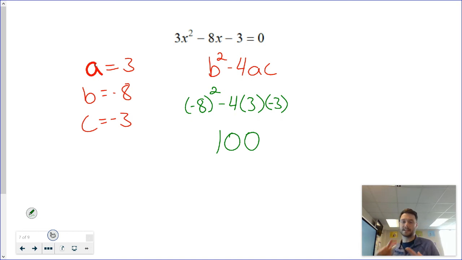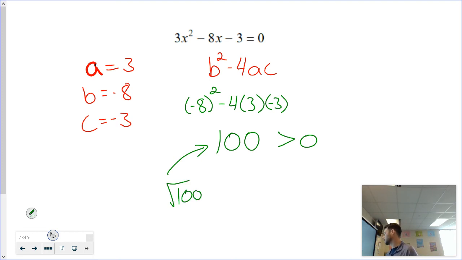Okay. So what does this mean? It tells us a couple different things. Our discriminant here is greater than 0. It's a positive number. So that tells us our roots, our solutions to this equation, are going to be real. We're not going to have i's. We're not going to have imaginary numbers. They are going to be real. So that's good. And when I see 100, I know that the square root of 100 is 10. So not only are these real, they're also rational.